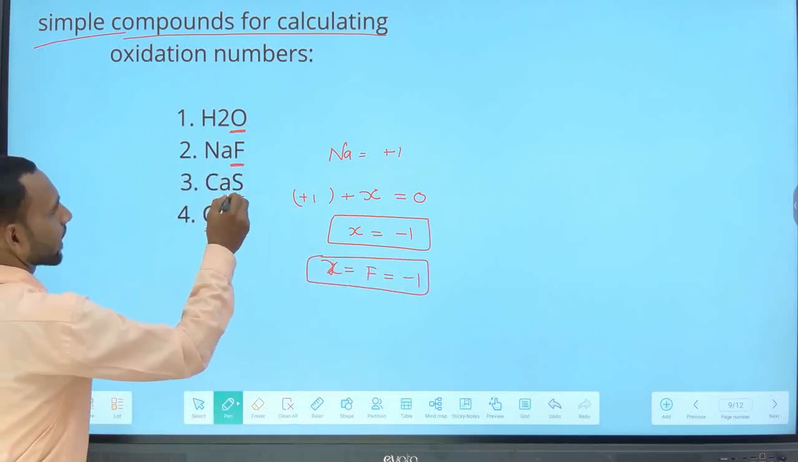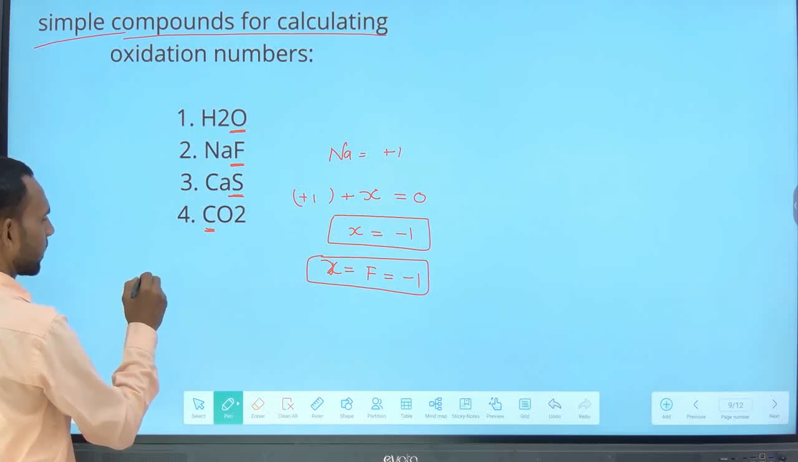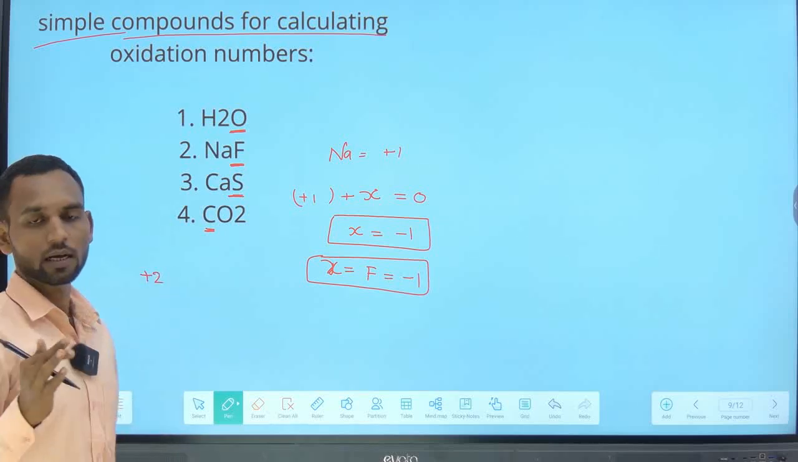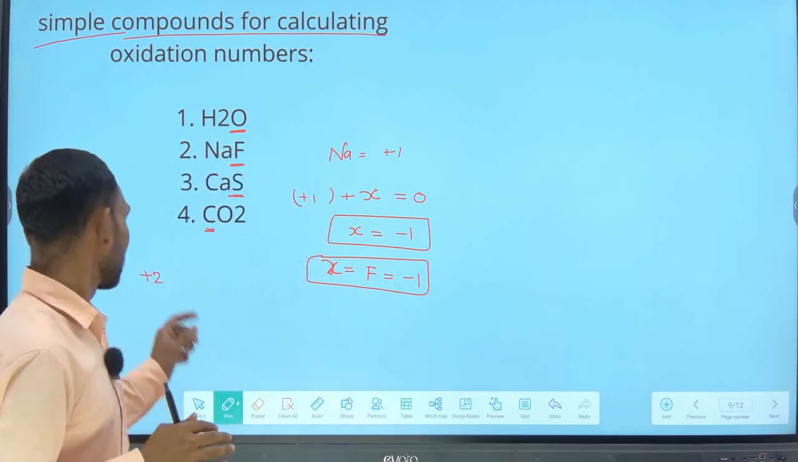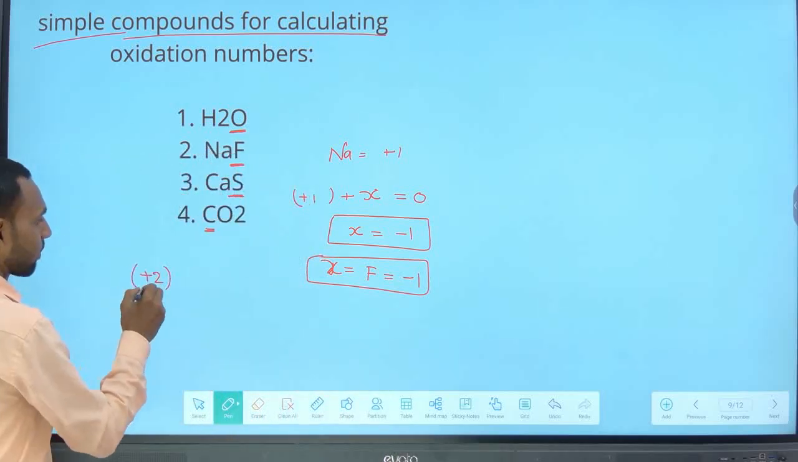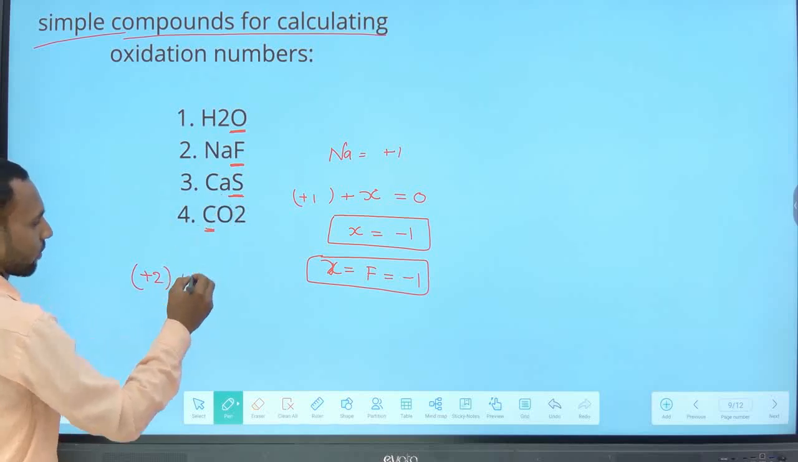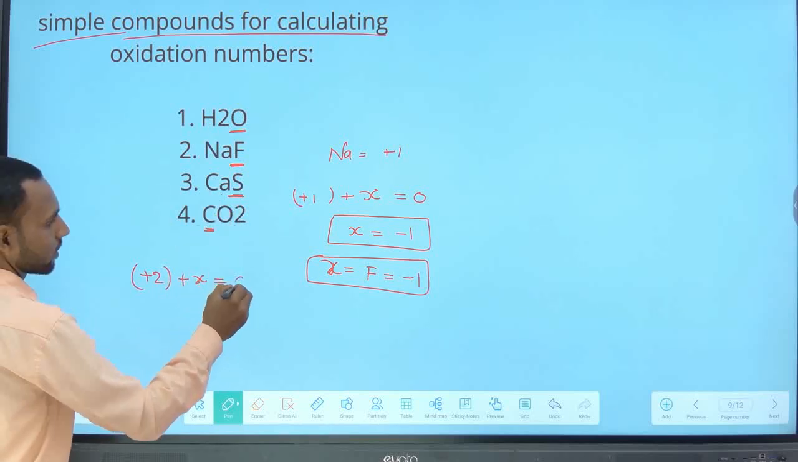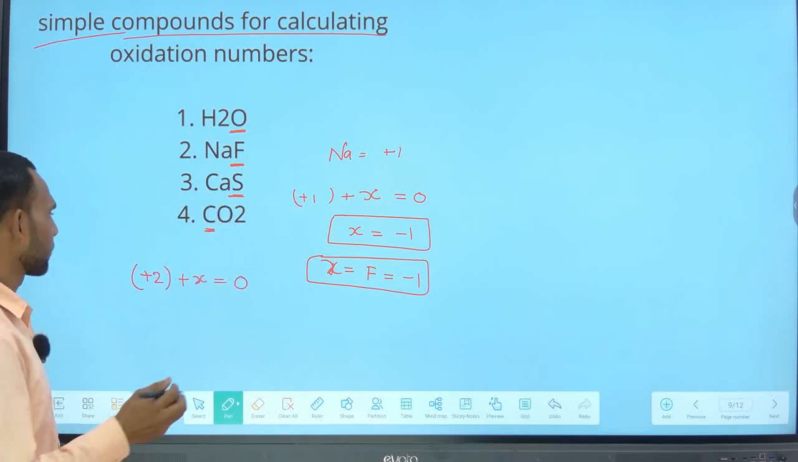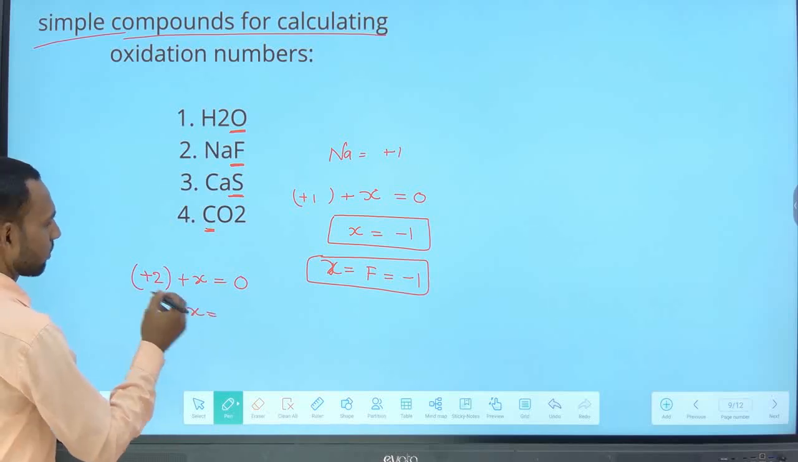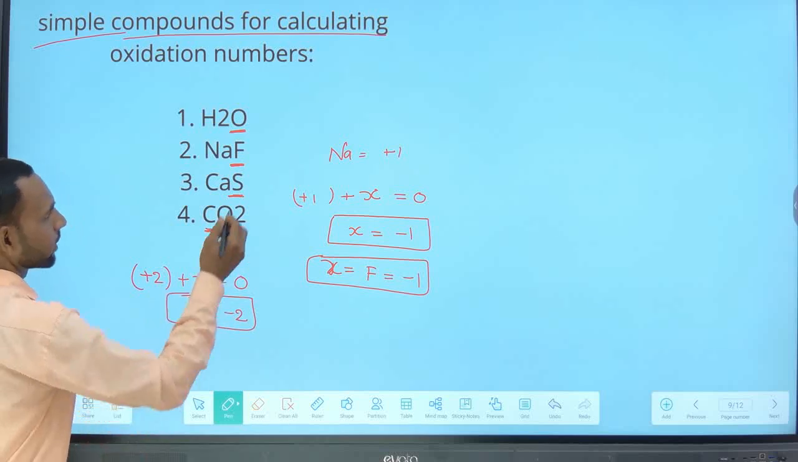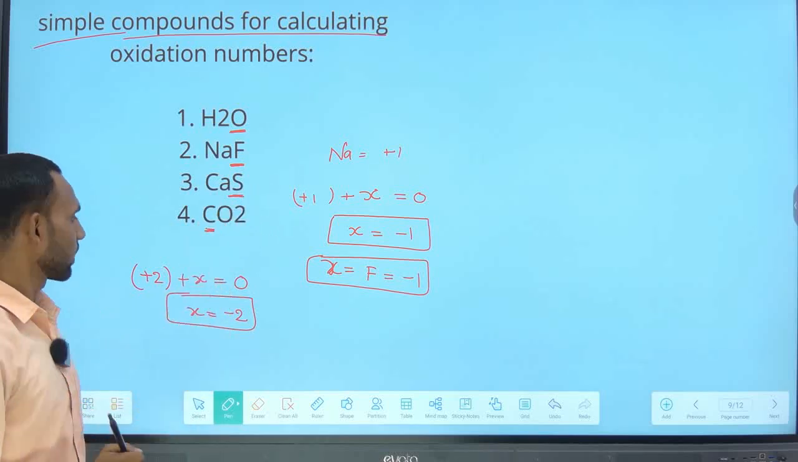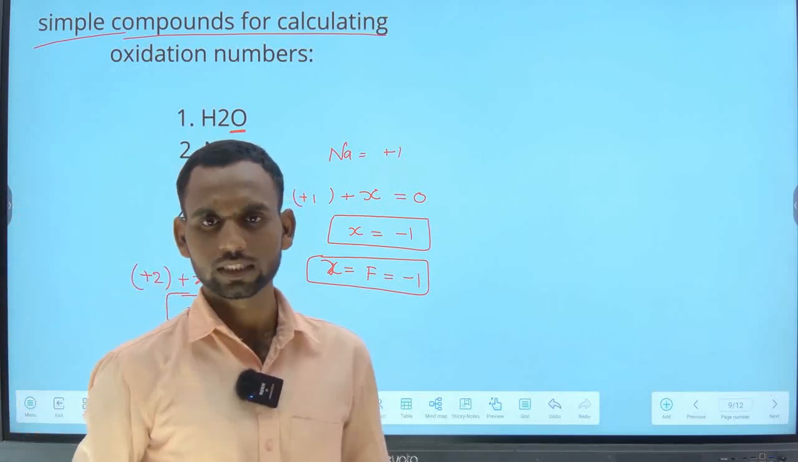Second, calcium sulfide. Calcium has the +2 oxidation state because it is an alkaline earth metal. You now know that alkaline earth metals have +2. Calculate the sulfur: +2 plus X equals 0, as there is no charge. So X equals -2. In calcium sulfide, sulfur has the -2 oxidation state.